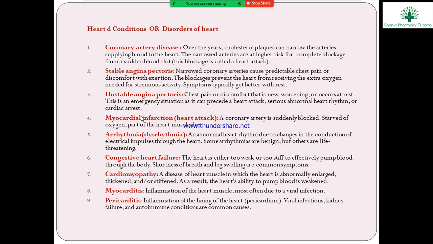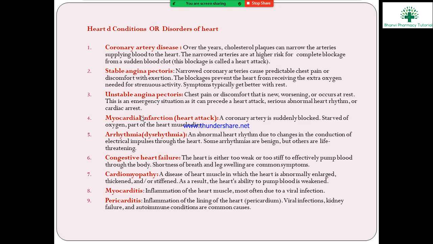That is the irregularity of the rhythm that happens in arrhythmias. Arrhythmia means irregular heart beating, a condition of irregular heart beating. Some arrhythmias are benign, but others are life threatening. Throughout life they will suffer from this arrhythmia.